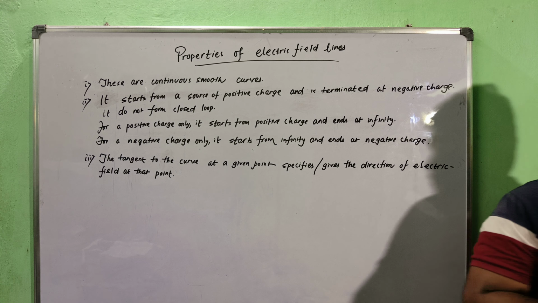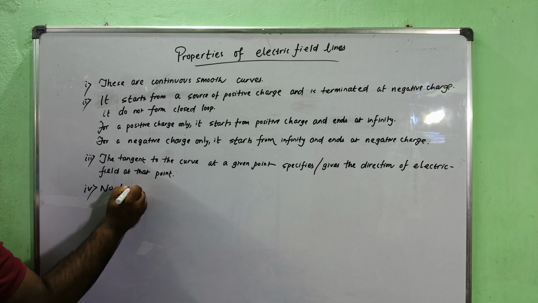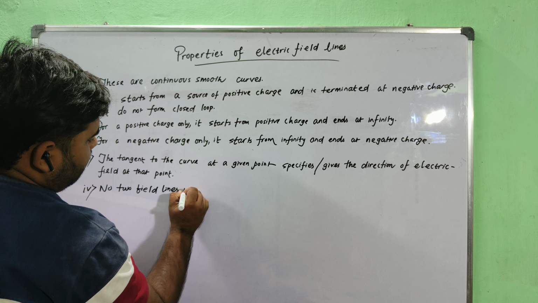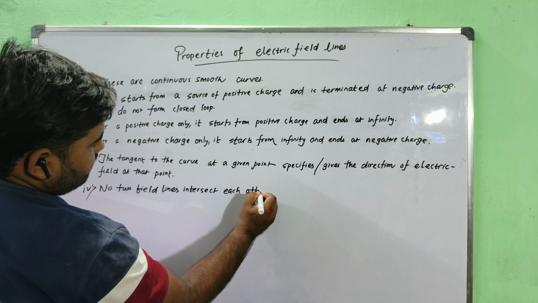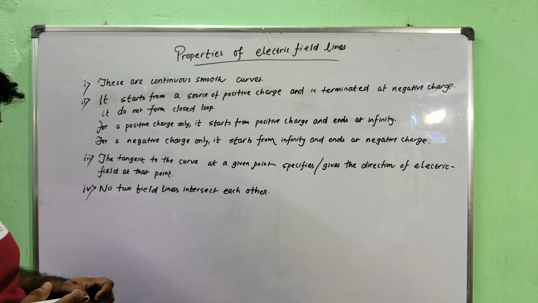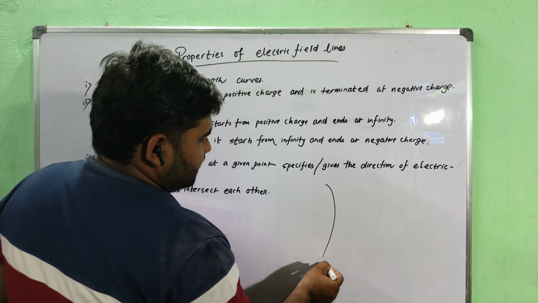Now we will come to another good concept: no two field lines intersect each other. You see that it is a very small line, but it is a very important line. Like we need to intersect two lines.